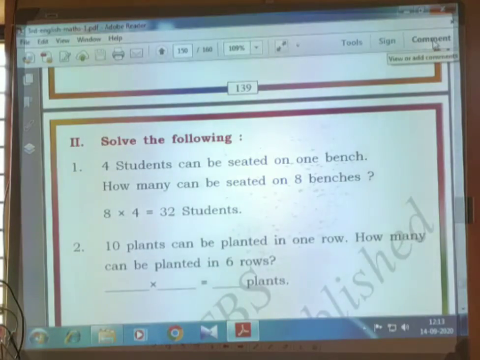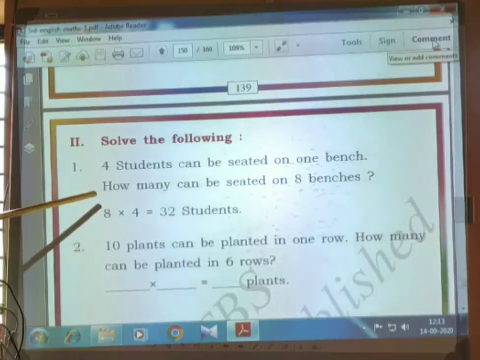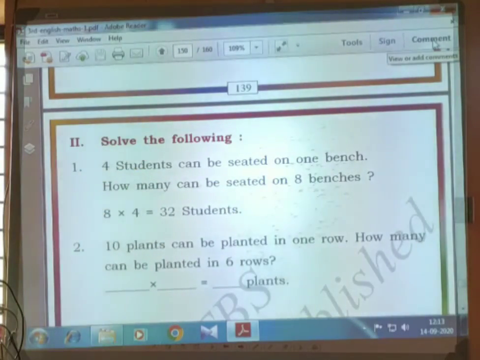Solve these following examples. One example I will say, the remaining you have to solve. 4 students can be seated on 1 bench. How many can be seated on 8 benches? Okay, here 4 students can be seated on 1 bench. Means in 8 benches, how many students will be seated? 8 into 4 is equal to 32 students.